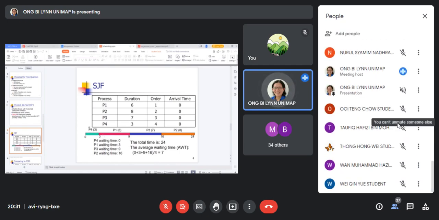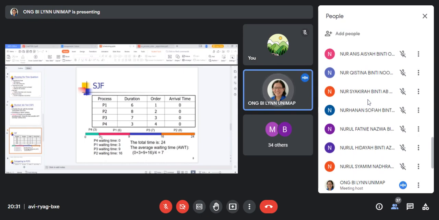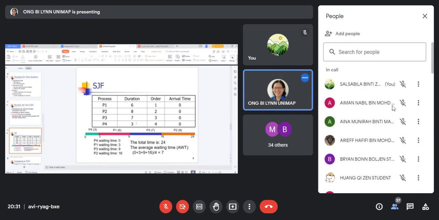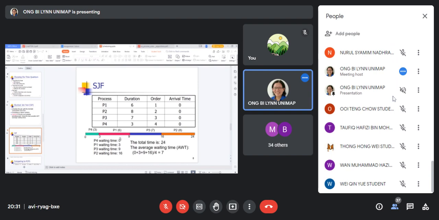Again, P4 finishes at 3 seconds, minus itself 3, so you have 0. P1 finishes at 9 minus itself 6, so you have 3. P3 finishes at 16 minus itself 7, you have 9. Lastly, P2 finishes at 24 minus itself 8, so you have 16.